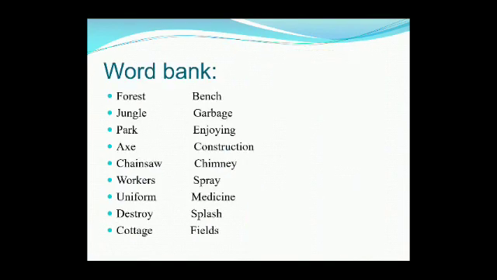We have also given you a word bank that is going to help you in doing your picture description. Some difficult words that have been introduced in this picture description are forest, jungle, park, axe, chainsaw, workers, uniform, destroy, cottage, bench, garbage, enjoying, construction, chimney, spray, medicine, splash, fields. These words have been given to you to make the work easier for you. I hope that you use them in your sentences.